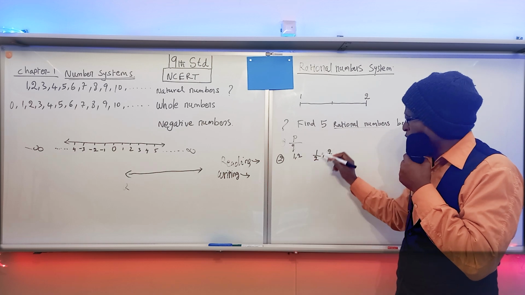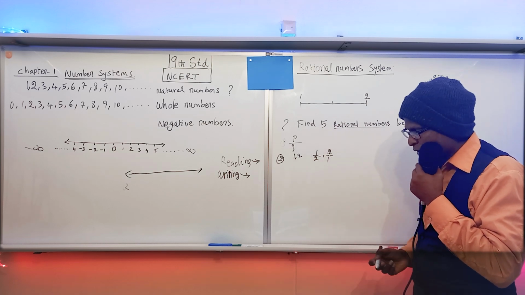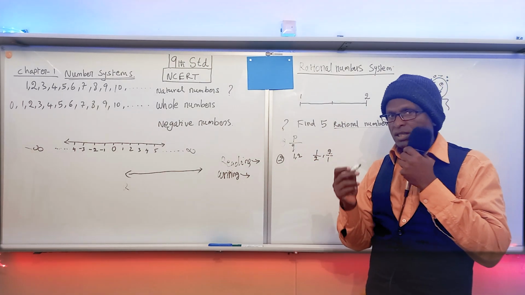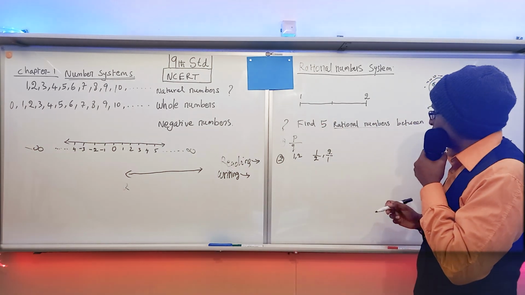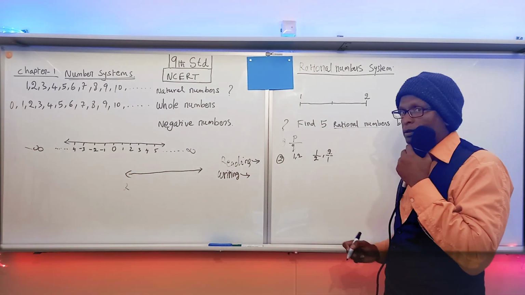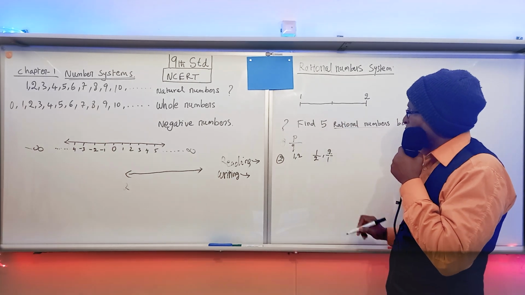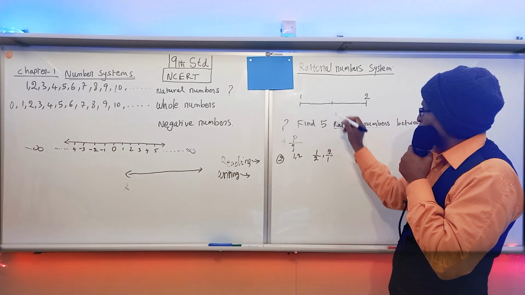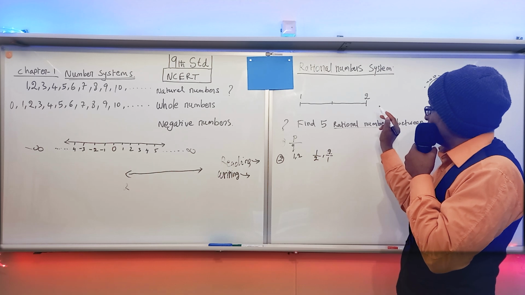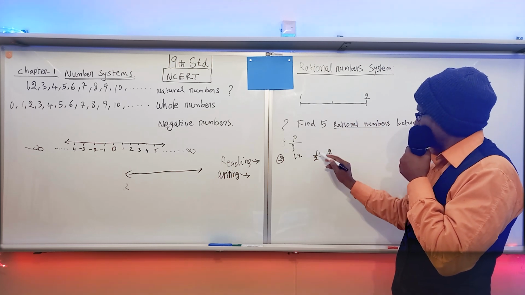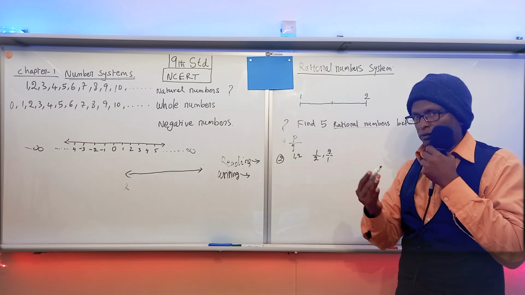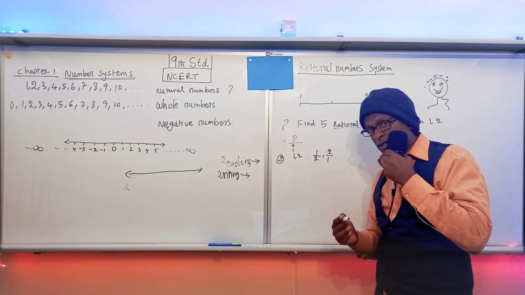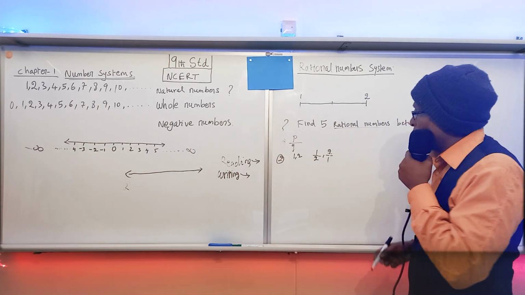So that's one way of finding out a rational number between 1 and 2. I got half. Why not? Using those two numbers, but it must lie between 1 and 2. So 1, 2, those are the two integers. I use those integers. I get half. Possible. What next? We need another 4.